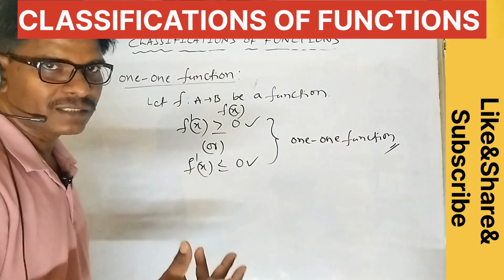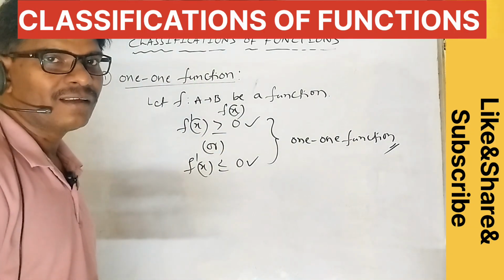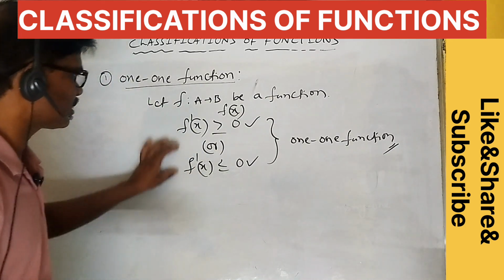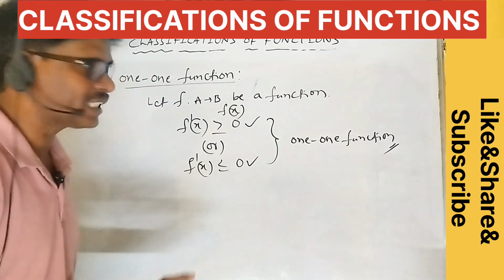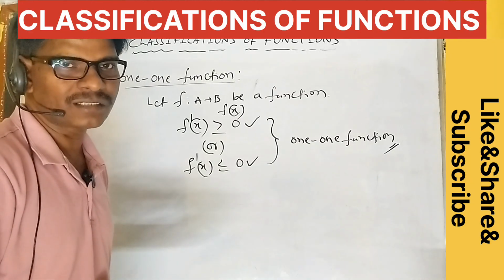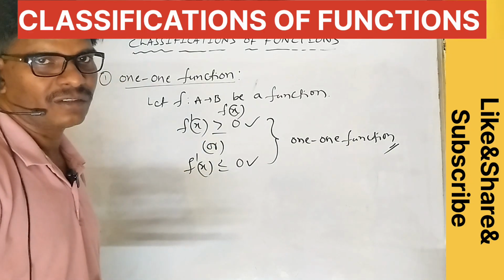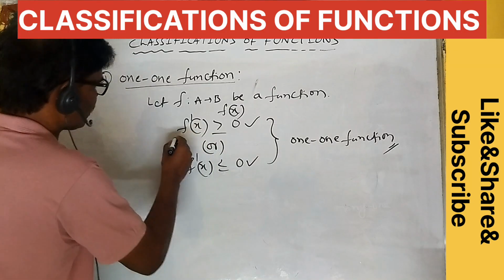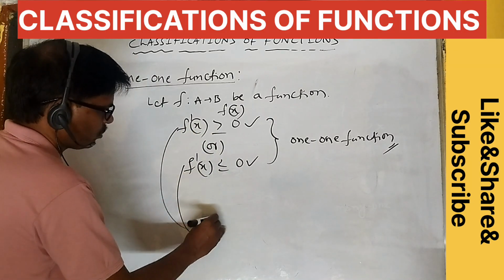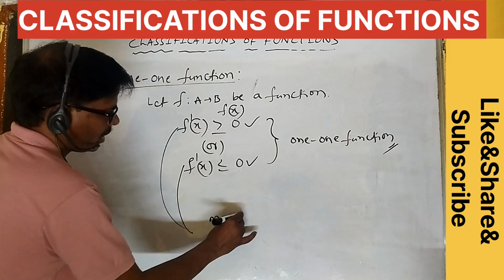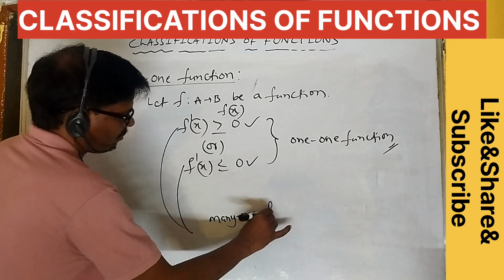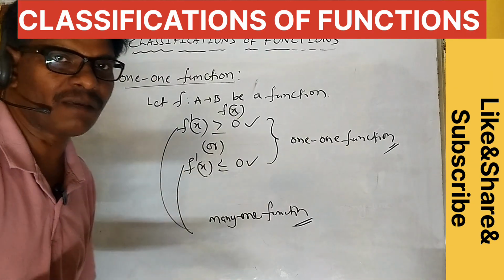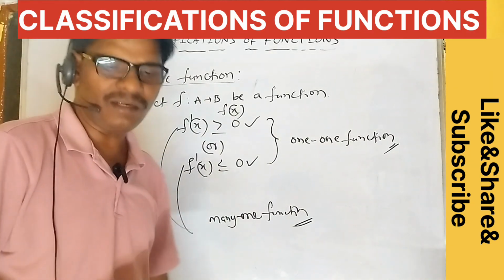If no case is correct, it is not one-one, which means a many-one function. Suppose two cases are both satisfied, that means it is a many-one function. What is the definition of many-one function? Not one-one is called a many-one function.